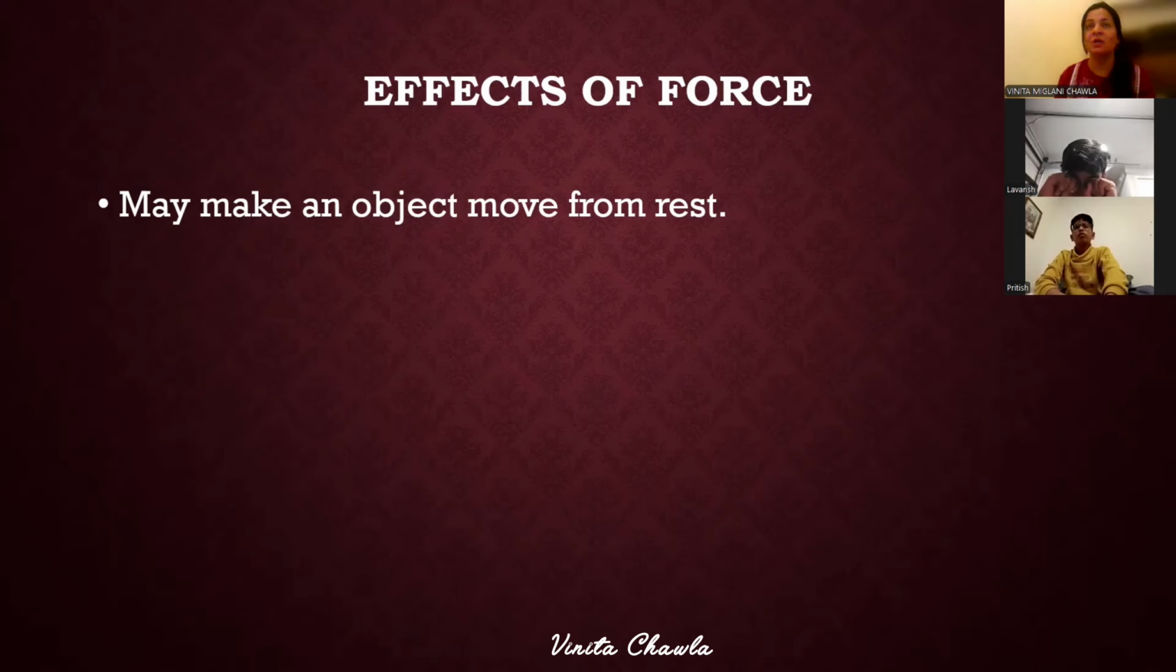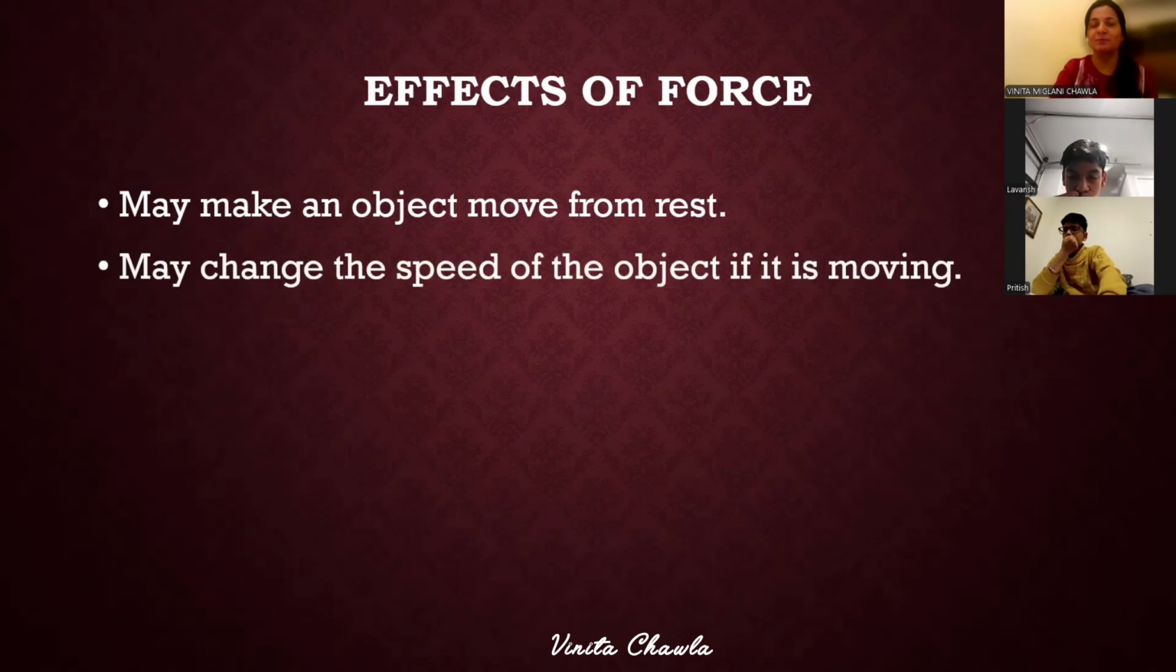You can change the direction. You can change the speed, you can make the object move if it is at rest. You can stop the object if it is already moving by applying force in the opposite direction, right? So force may make an object move from rest, may change the speed of the object if it is moving. How will we change the speed? If the object is moving in a particular direction and you're applying force in the same direction, then the speed will increase. But if you're applying force in the opposite direction, then the speed may decrease. It depends on the direction in which you're applying the force.